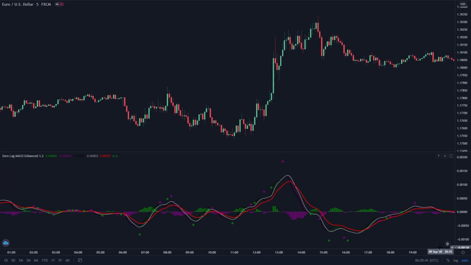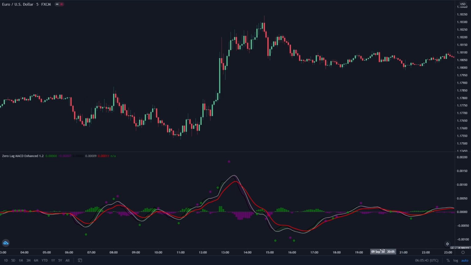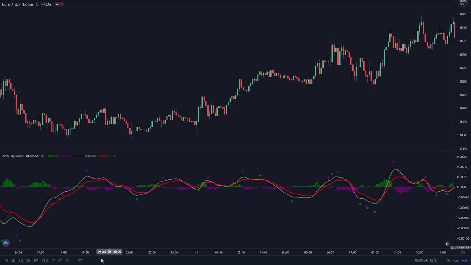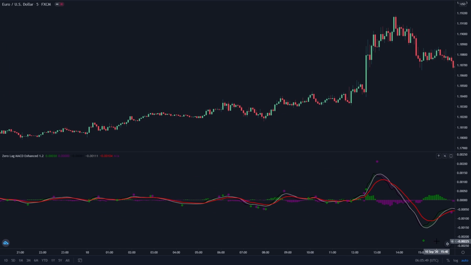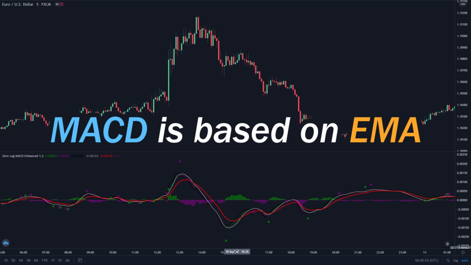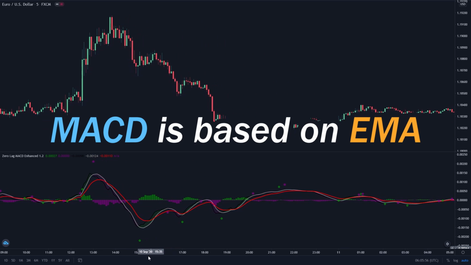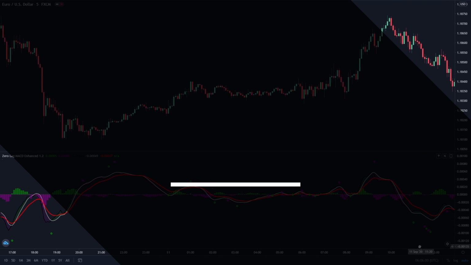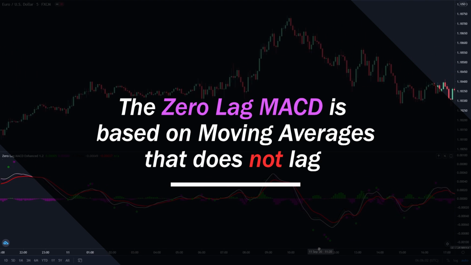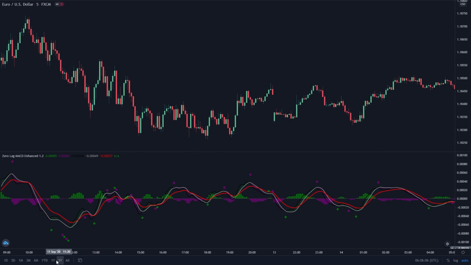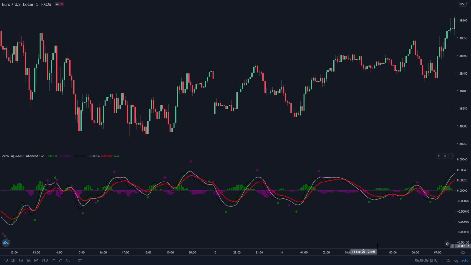The first type of MACD indicator that I'm going to be backtesting is called the zero lag MACD. We all know that the classic MACD is famous for being a lagging indicator, because the MACD is based on an exponential moving average, which is inherently a lagging indicator. So the theory behind the zero lag MACD is that it is based on moving averages that do not lag. It removes the lag from the classic MACD in hopes of catching early trend signals.